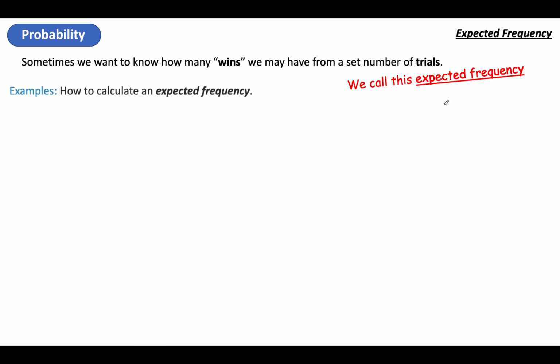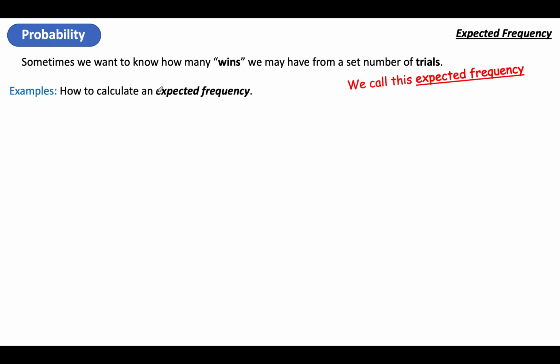Okay. Now let's say we do a lot of trials. I pull a lot of cards out of the deck of cards. How many times would I expect to win, or to get the probability that I'm looking at? We call this expected frequency. This is what expected frequency is. It's how many wins I would expect to get. Frequency in maths is another word for how many. So how many wins would I expect to get from this number of trials?